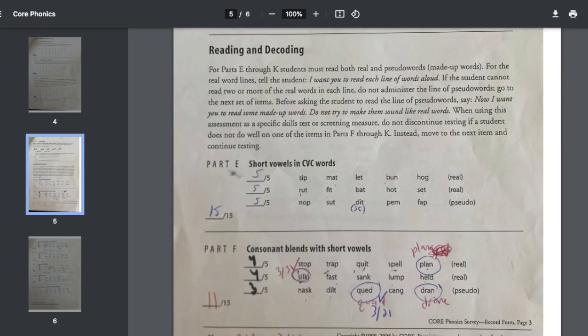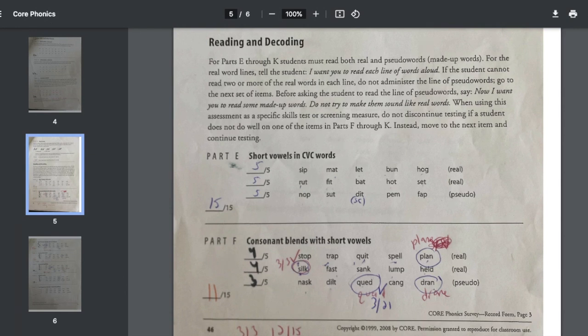And then the reading and decoding is what's really going to help us figure out how to identify that instructional focus. The only section that she did master was part E, which was short vowels and CVC words. So I know that she's fluent at the CVC level. As I mentioned before, she did have some confusion with the B and D. However, for the word in this section, she did use a strategy. She uses her two thumbs up to help differentiate between the two different letters, and then she was able to self-correct.